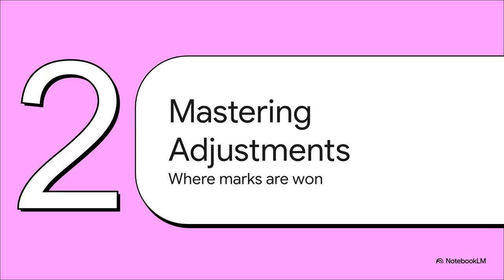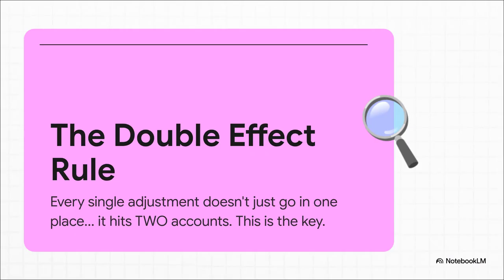And that leads us right into adjustments. This is the battleground. This is where the top students really pull ahead of the pack. Why? Because they understand one simple but incredibly powerful rule that controls every single adjustment you'll ever see. And here it is, the double effect rule.